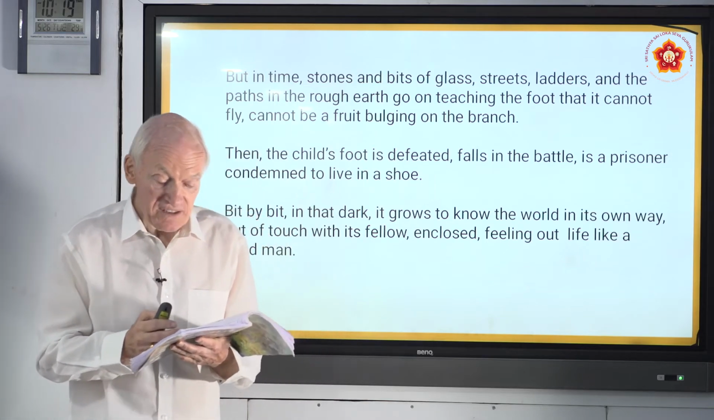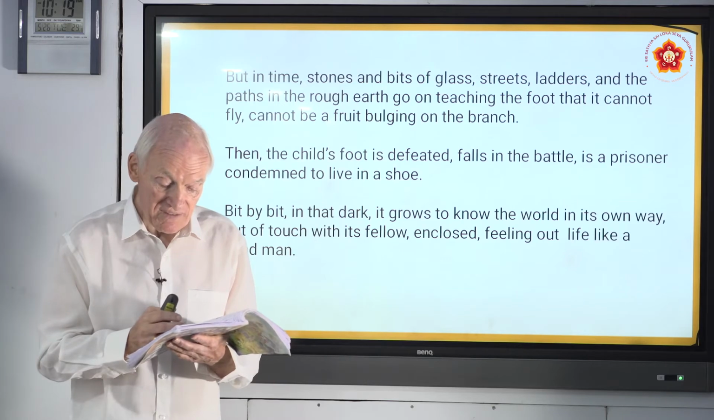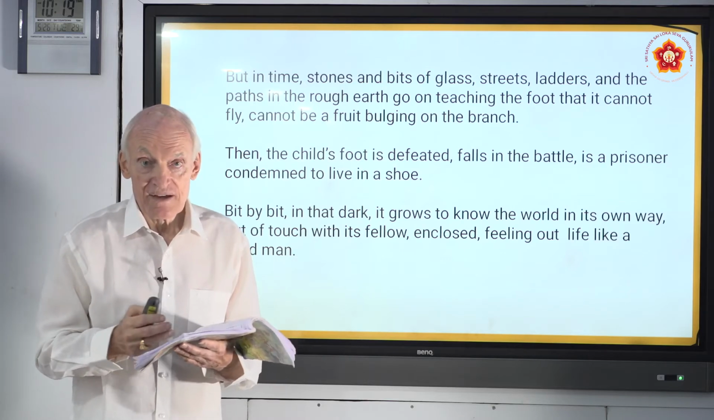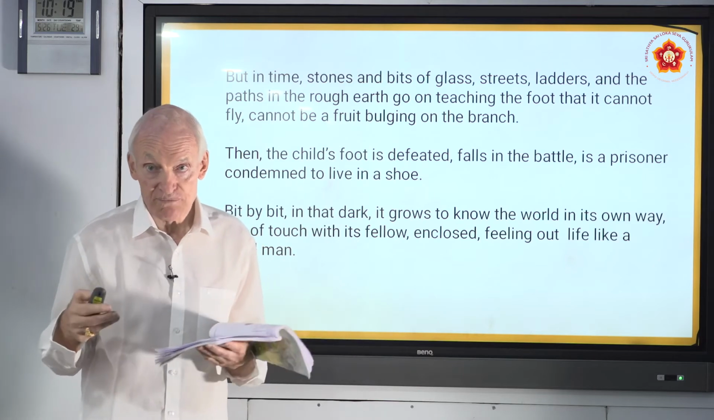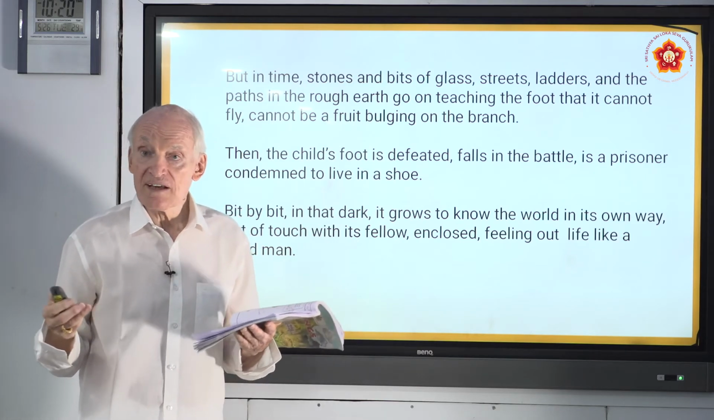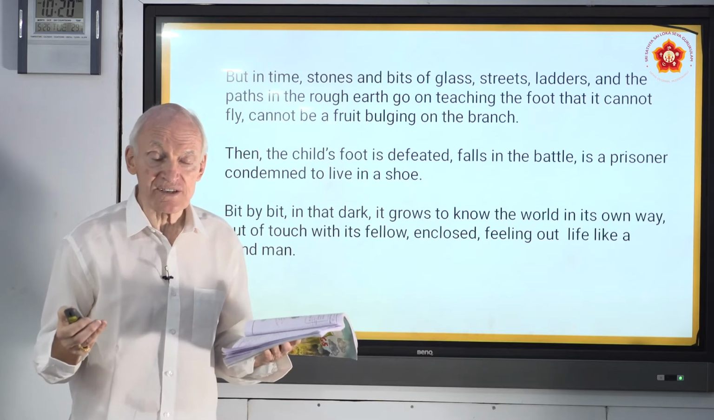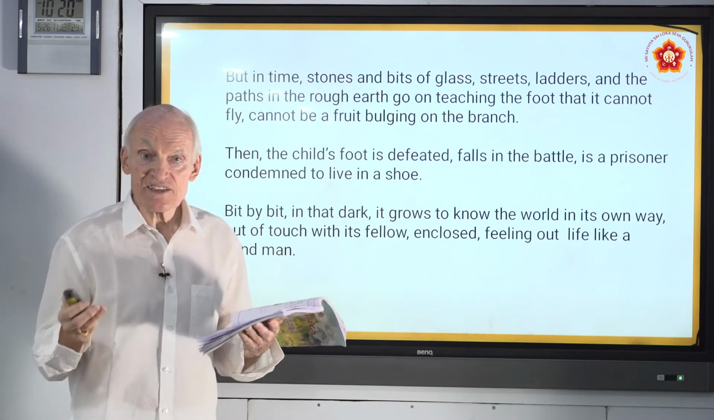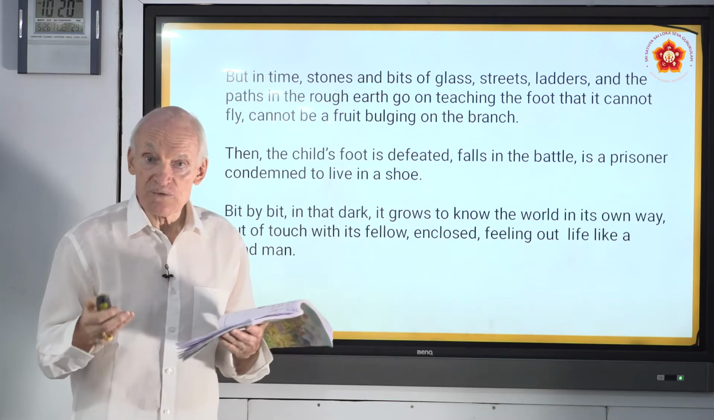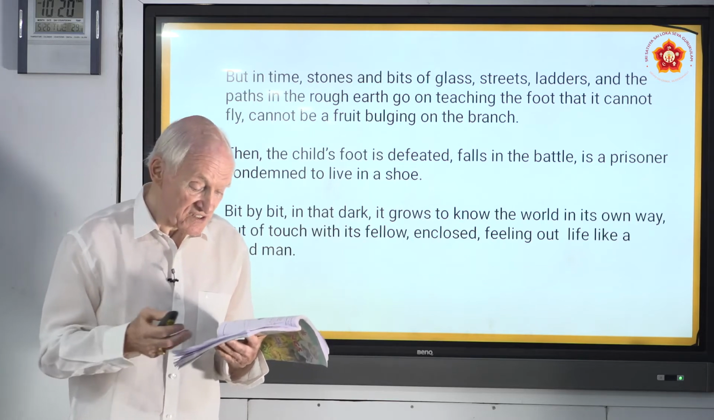And feels out of life like a blind man. You know, the sight is 80% of your input. So a blind person, they can still hear things, they can feel things, but 80% of the perception is gone once you're blind. And that's what most children feel like when they're stuck in a shoe, when they're stuck in society.